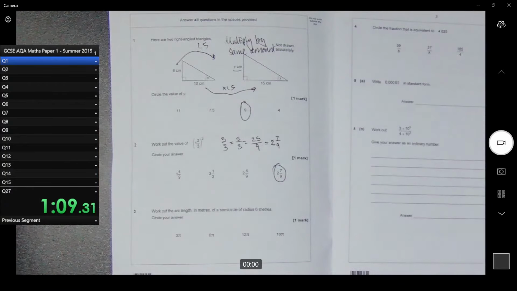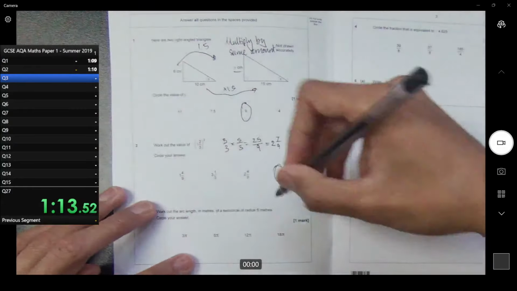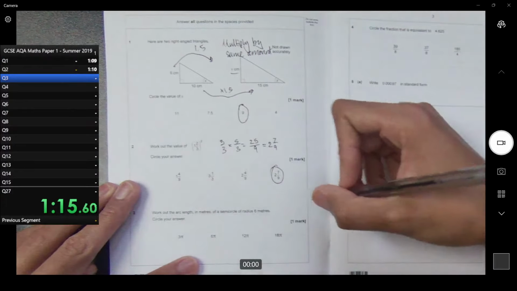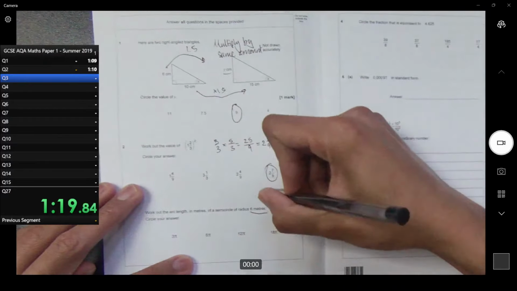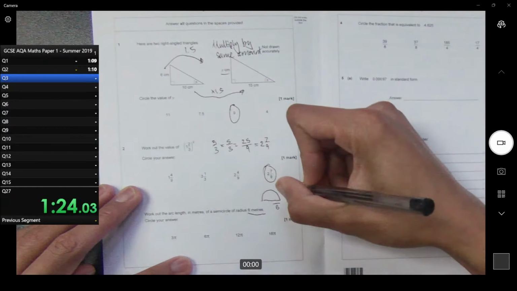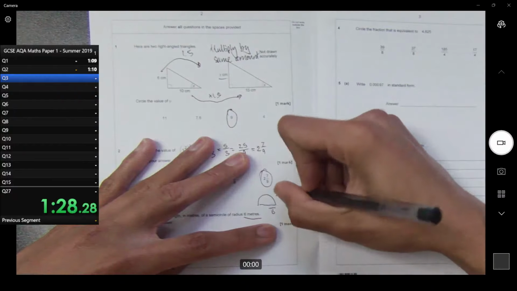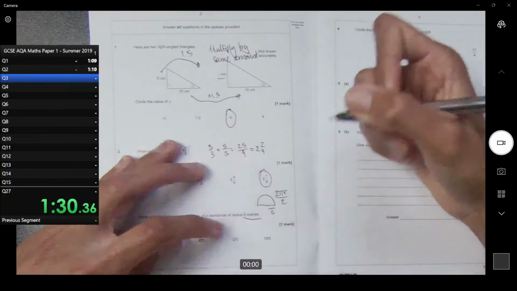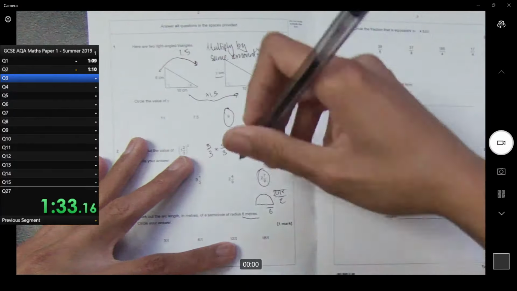Question 3 is, okay, so semicircle radius 3, radius 6. So the arc length is 2 pi r. We'll divide this by 2 because it's a semicircle. So this is just going to be 6 pi.